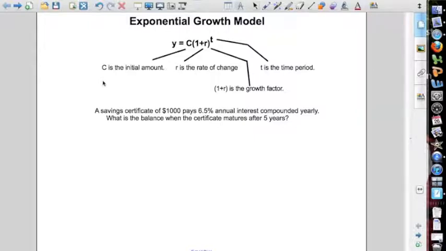And so, looking at our first problem here. A savings certificate of $1,000 pays 6.5% annual interest compounded yearly. The nice thing is when you put money into these savings certificates, they'll actually give you money over the course of time, and they're worth more when you cash them in. It wants to know what the balance of the certificate is going to be after 5 years. When it says matures, it just means that it stops growing after 5 years. So this won't grow forever. Eventually it'll stop growing.